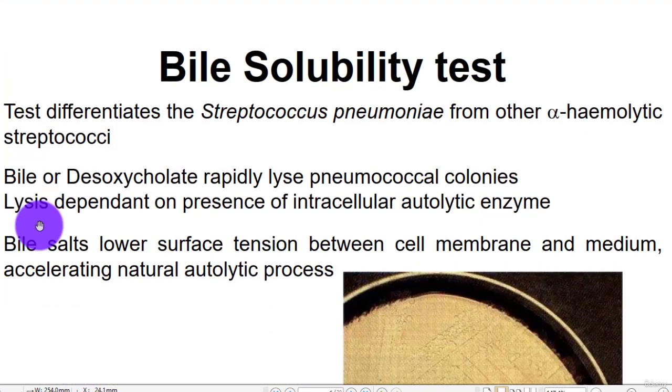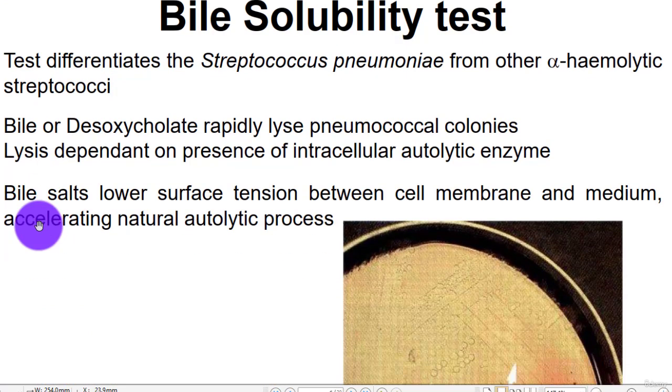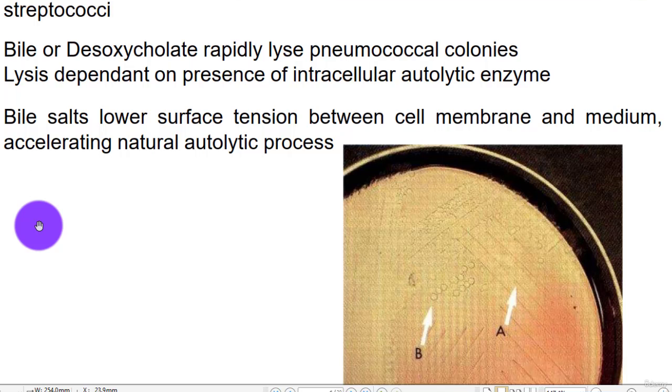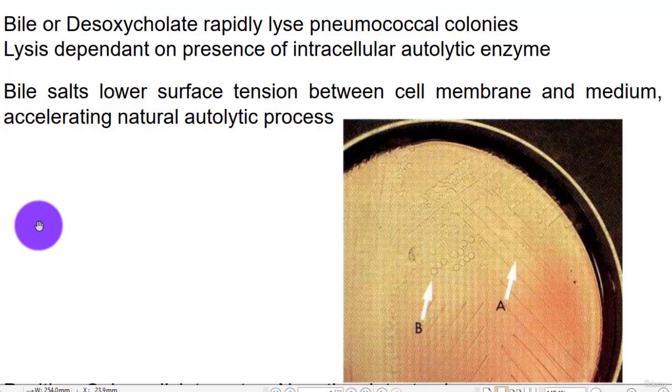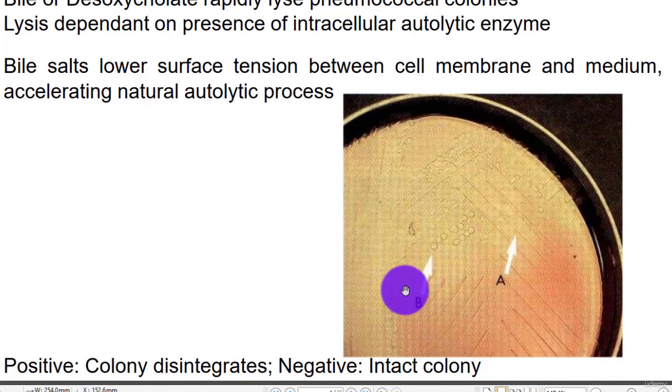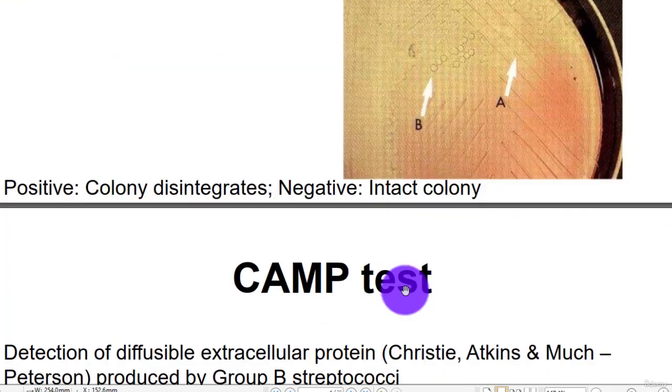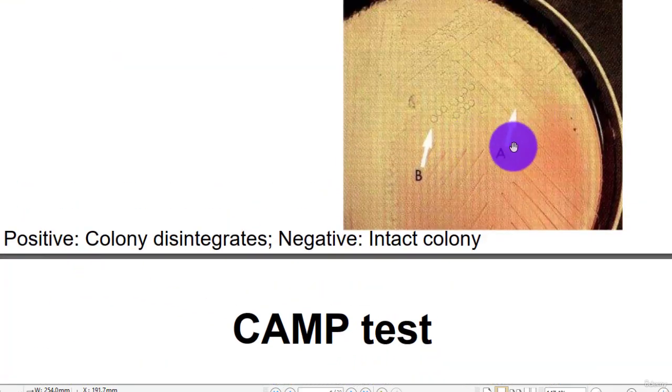Bile solubility test. The test differentiates Streptococcus pneumoniae from other alpha hemolytic strep. Bile or deoxycholate rapidly lyses pneumococcal colonies. Lysis is dependent on the presence of an intracellular autolytic enzyme. Bile salt lowers the surface tension between the cell membrane and the medium, accelerating the natural autolytic process. A positive result: the colony disintegrates. Negative: the colony remains intact.